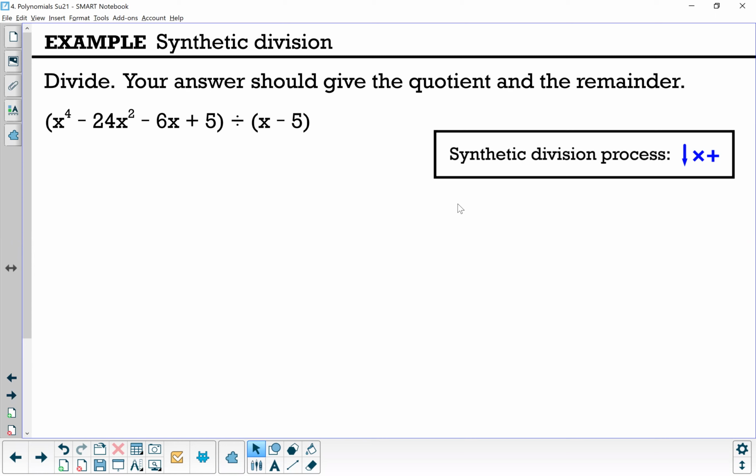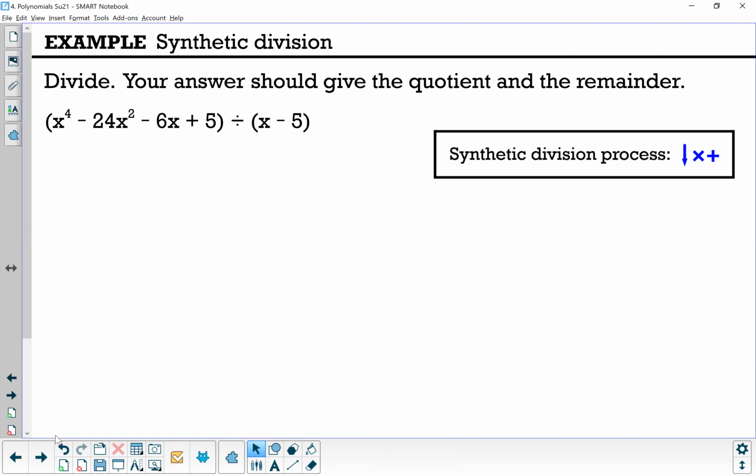But we're limited with when we can use synthetic division, and that is going to be when our divisor is linear. So in this case here we have x minus 5. This is linear because it's x to the power of 1. If we had x to the power of 2, then we will be excluded from using synthetic division.